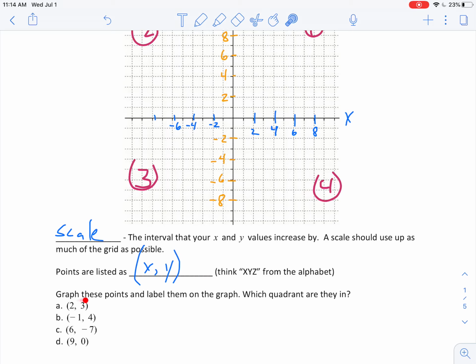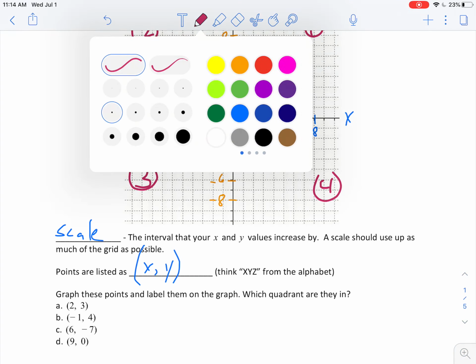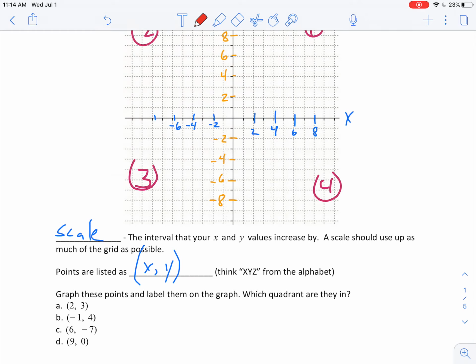So we're going to quickly graph these points and label them and which quadrant they're in. So point A is 2 and 3. Well, my x value is 2, my y value is 3. My point is going to be right here. That is point A. Point B is -1 on the x and 4 for the y. -1 and 4 being right here for B.